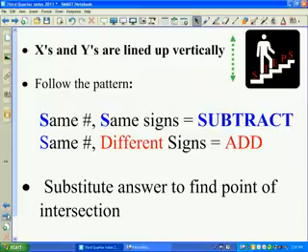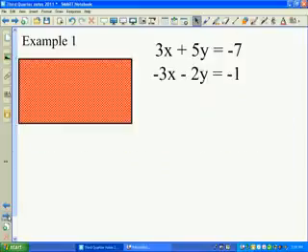If they're the same number, are they the same sign? If they're the same sign, you're subtracting. If they're different signs, one's positive, one's negative, you're going to add. And then we're going to take our answer and substitute it into one of the original equations.